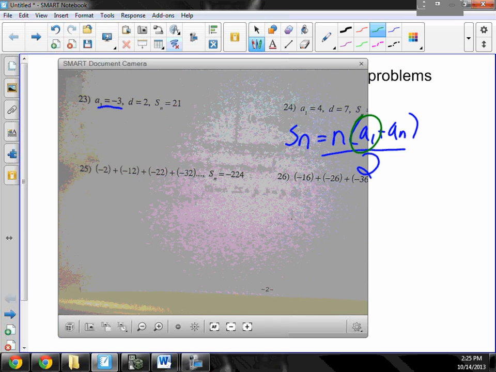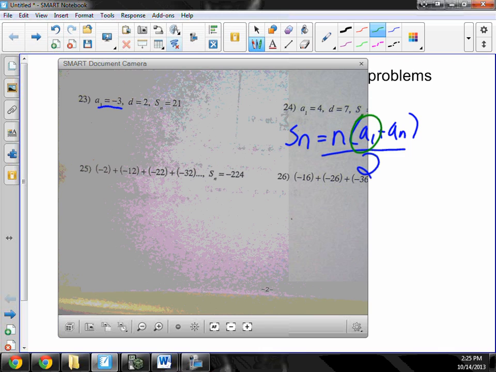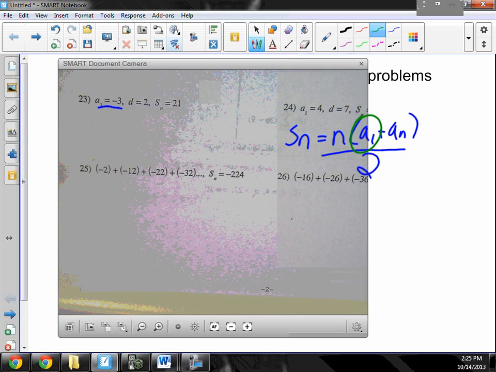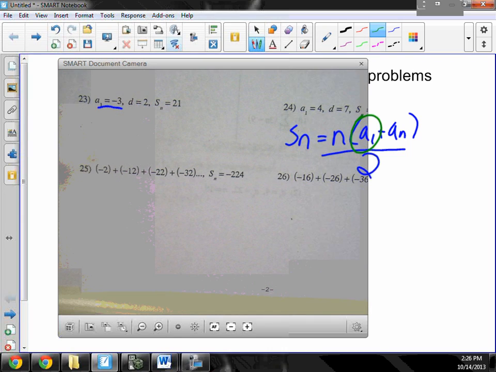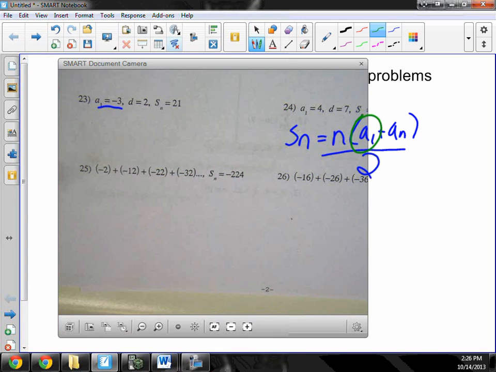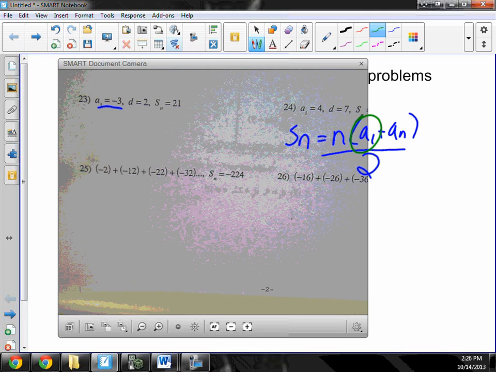Okay? What does d equal 2 tell me? That's the common difference. So what do I know about this sequence? It goes up by 2 every year or every whatever the time period is. Okay? So can I put that in this formula? No, I can't. There's no place for a d.